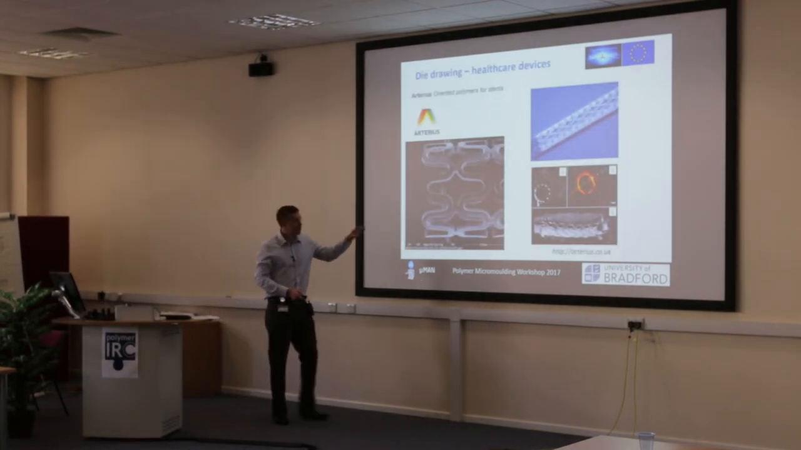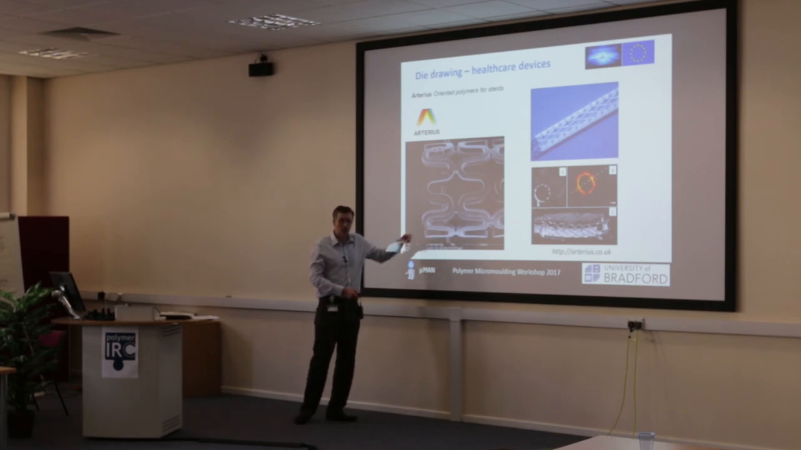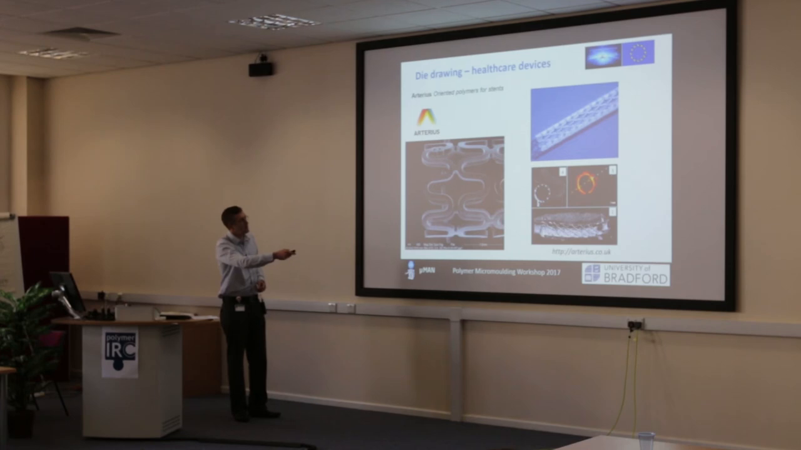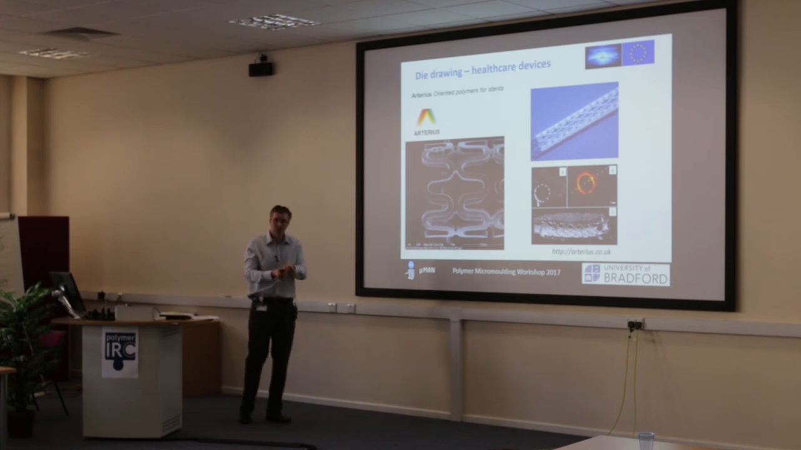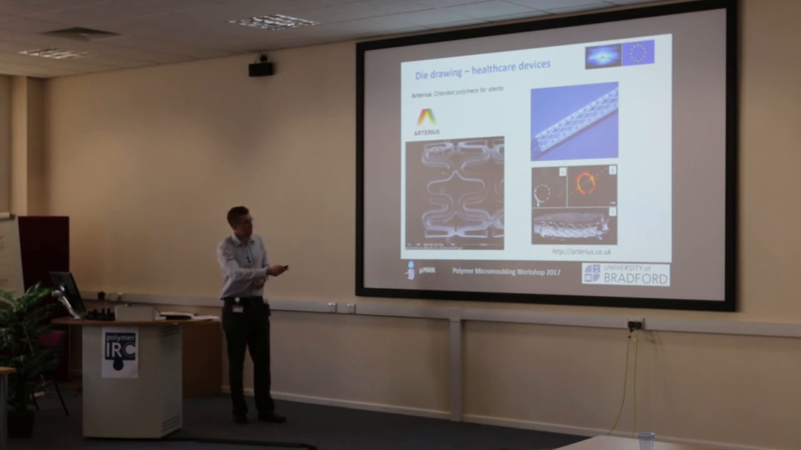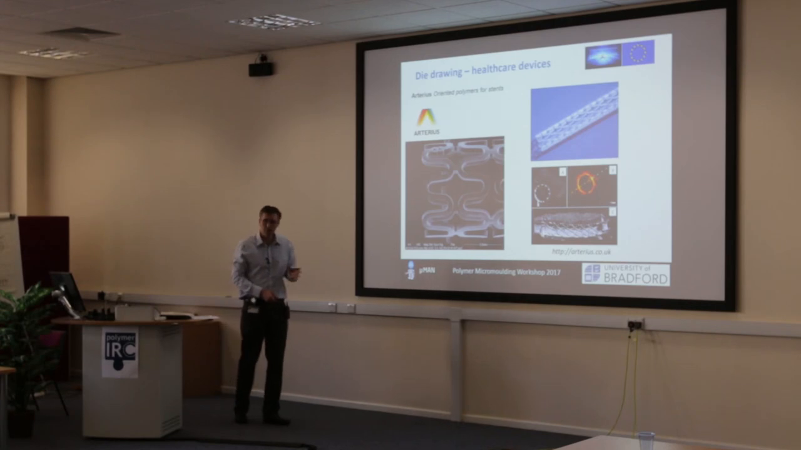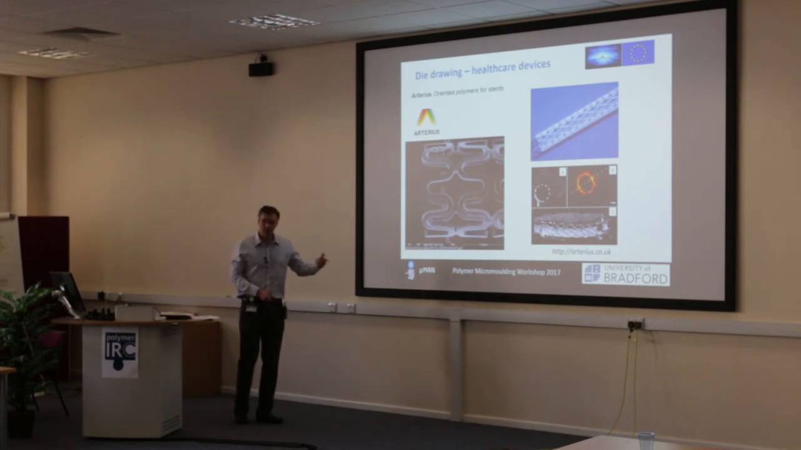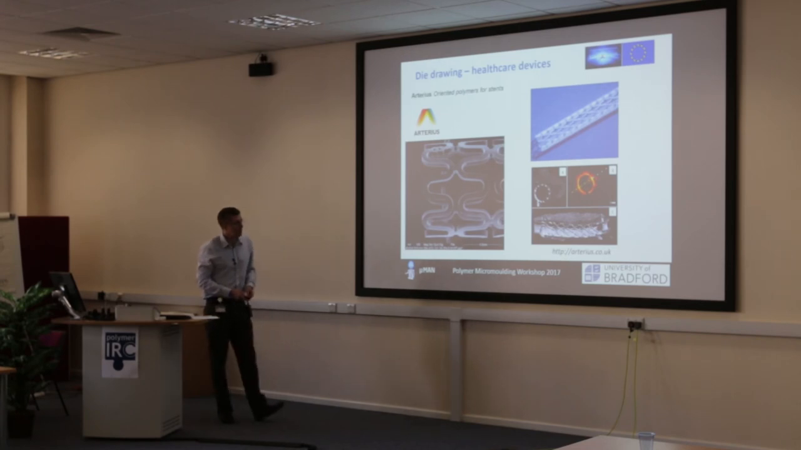So the company take that die drawn material, they have it laser cut into the shape of a stent, and then that stent can be crimped, implanted into the body, then expanded on a balloon to fill up the artery. And then they've done in vivo tests in pigs and things to prove this technology. So that's all done using technology developed at Bradford using the die drawing process.